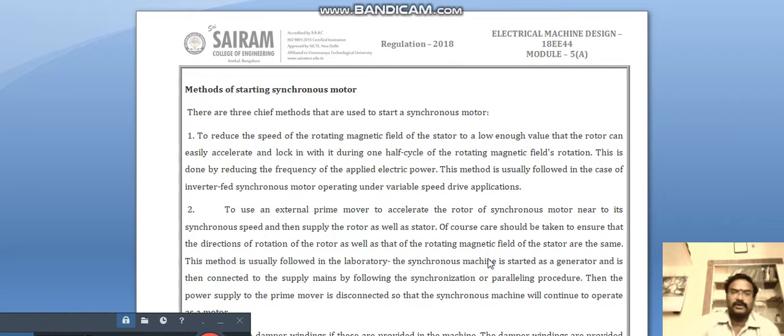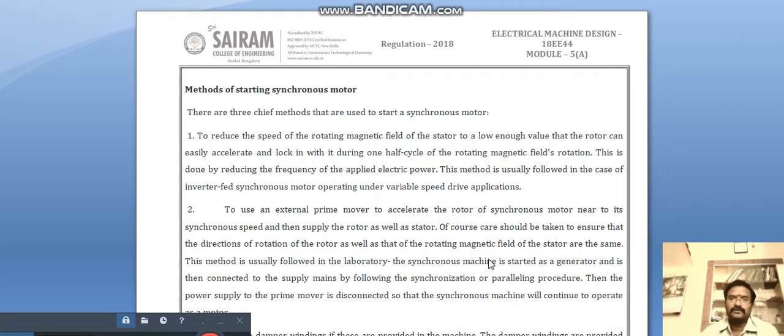Hi to all. In this video, we are going to see different types of starting of synchronous machines. Synchronous machines are not self-starting motors, because we know the rotor as well as the stator have the same speed, so it will be just like locked. If you want to rotate, we should increase the torque or power of either the stator or rotor. When we vary these things, we can get the torque.